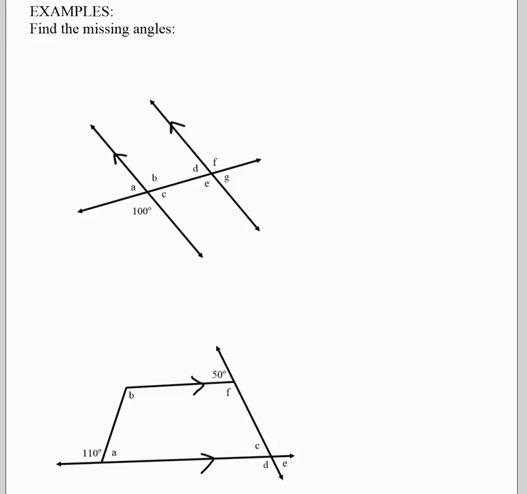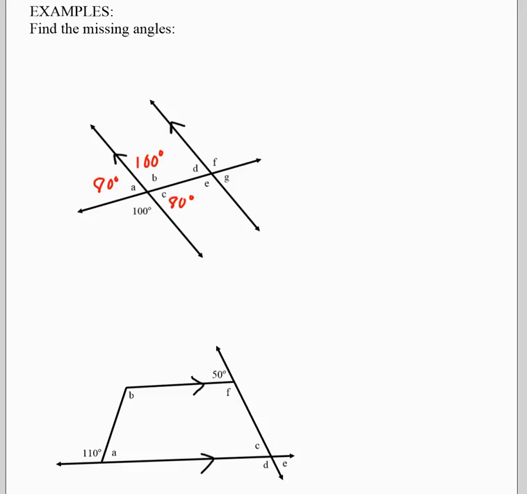Okay, so let's look at this in practice. How do we actually use this to help us find missing angles? In this picture here, we have to find all of these letters. The first few are often quite easy. For example, B is also 100 degrees because it is opposite. And A would be 80 degrees because it is supplementary. And then C is either opposite to A or supplementary to the 100.